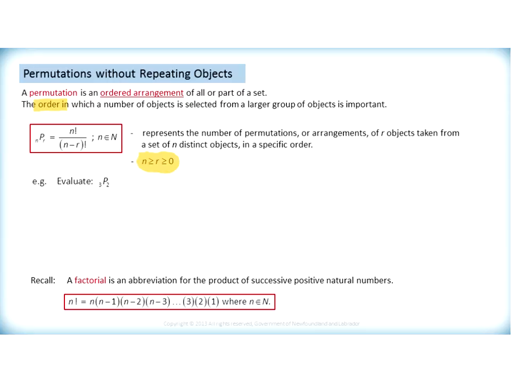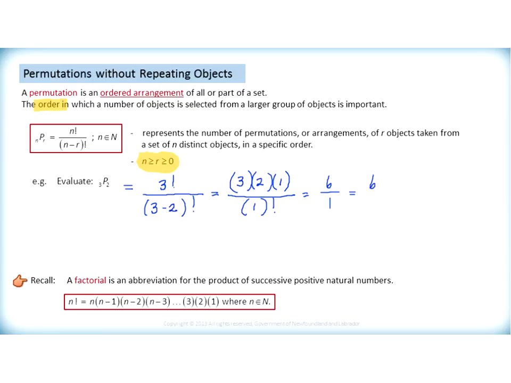If we are asked to evaluate 3 permute 2, that can be done algebraically by taking 3 factorial and dividing it by 3 minus 2 factorial. 3 factorial is equal to 3 multiplied by 2 multiplied by 1, divided by 1 factorial, which is just equal to 1. So 3 times 2 times 1 is equal to 6, divided by 1. So we have 6 different arrangements or 6 different permutations.